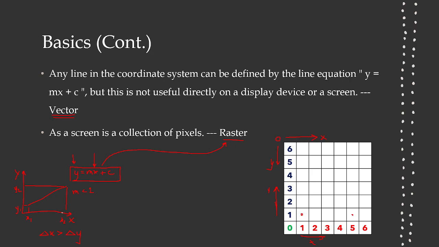What we do now is, in this equation, we provide the values of x. So we keep incrementing 1, 1, 1, 1, 1, and then we get the corresponding y value to be plotted right here. And then we use that to plot lines on your screen.